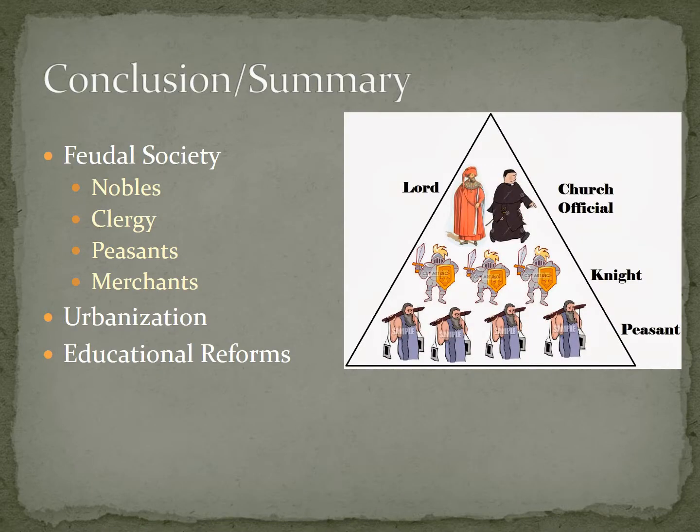Again, we've just wrapped up the chapter. So we talked about the nobles, the clergy, the peasants, the merchants. We talked about the growth of cities and some educational reforms. Hope this was helpful in understanding some of the things that make each of these classes distinct, and you can understand the flow of the chapter and the flow of the Middle Ages.